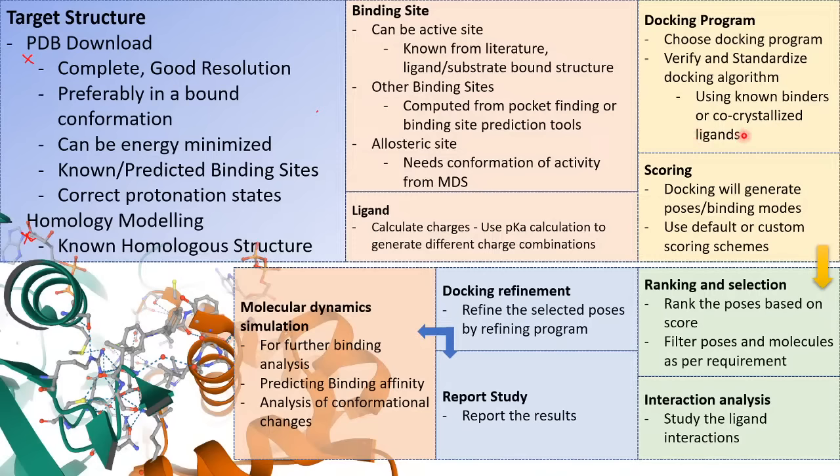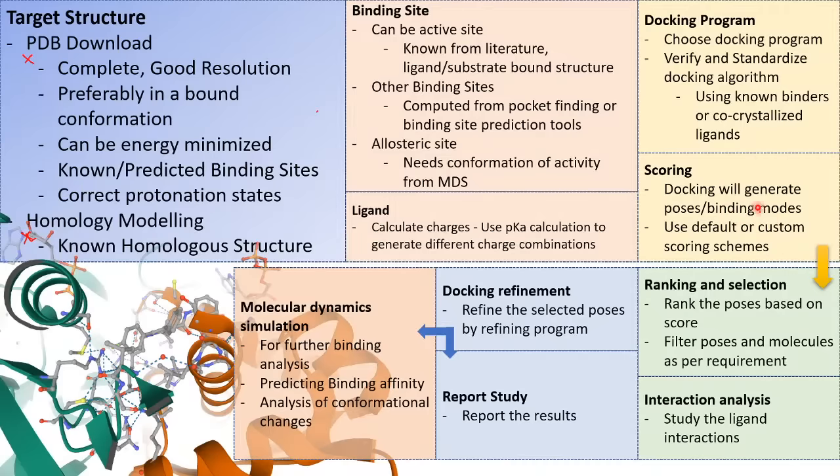So for that, you can use the co-crystallized ligand. This process is called redocking, where whatever crystal structure is already present, we separate them and dock it with the help of any software. It assures you that it is able to predict these kinds of conformations to close to whatever accuracy it can, and then you can go forward.